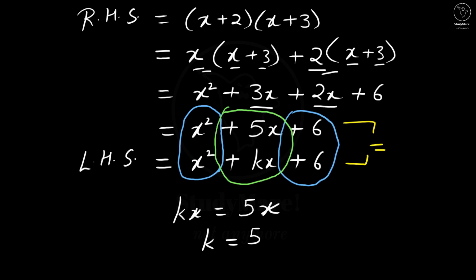Or even by looking here, you can see that x and x are present in both. So this 5 is nothing but k. And that is our answer.